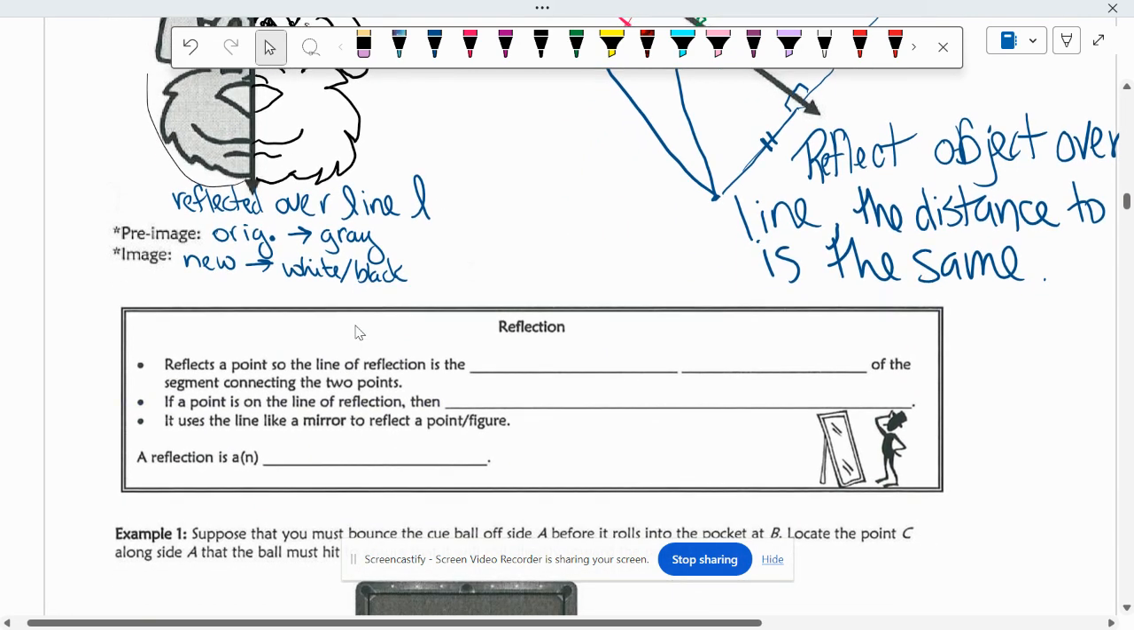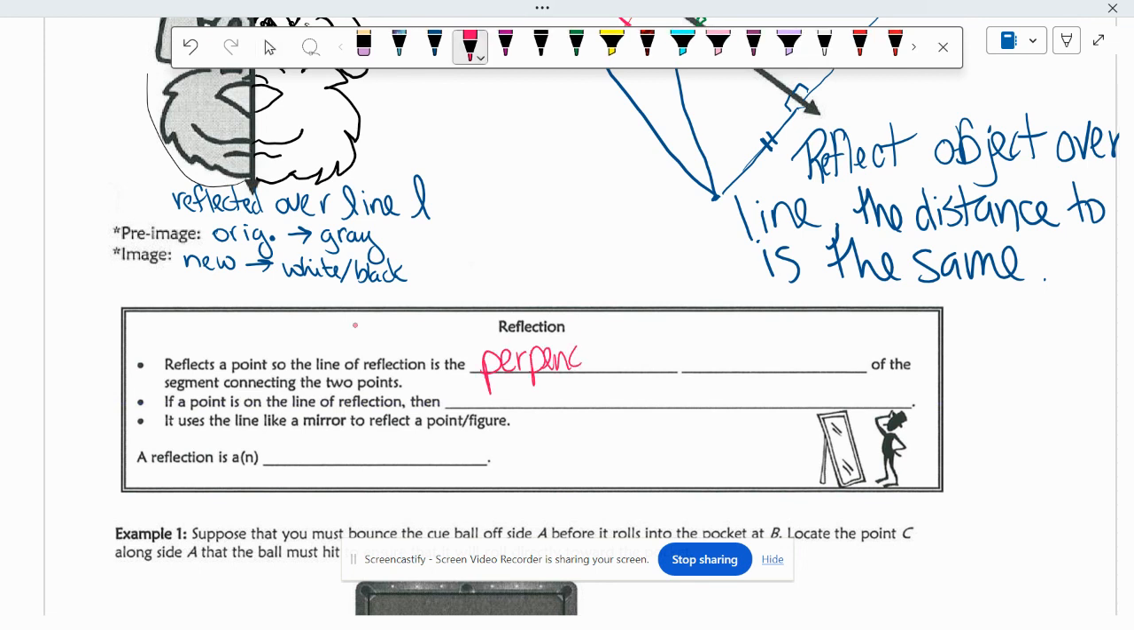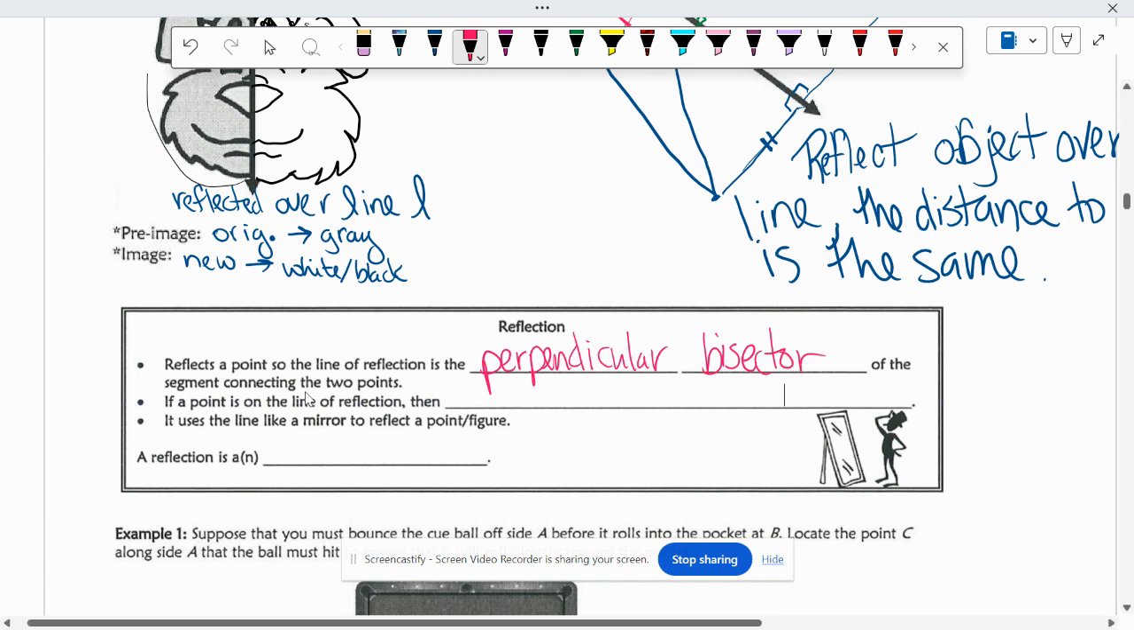So what is a reflection? A reflection reflects a point so that the line of reflection is the perpendicular bisector of the segment connecting the 2 points.